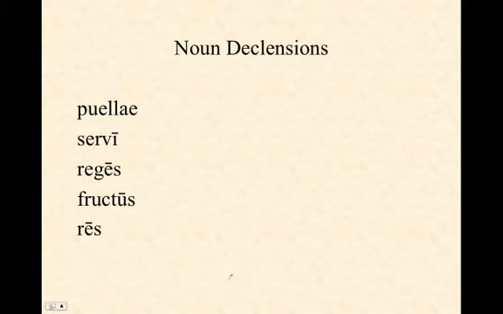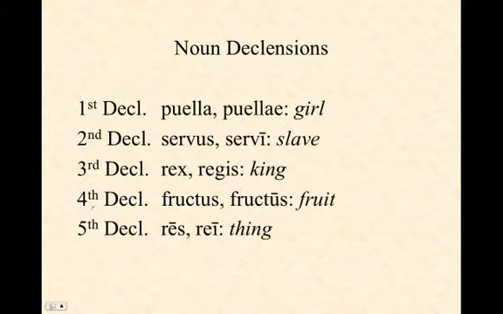This tutorial is an overview of the concept of noun declensions in Latin. Here you have 5 nouns. You'll notice that the endings are very different. These are all nominative plural nouns, and yet we have things like AE, long I, long ES, and long US. And the reason all these endings are different is that Latin has 5 distinct, what we call declensions of the noun.